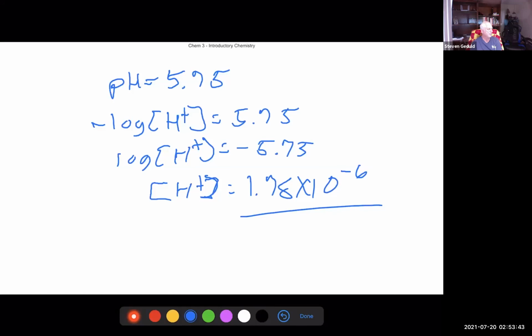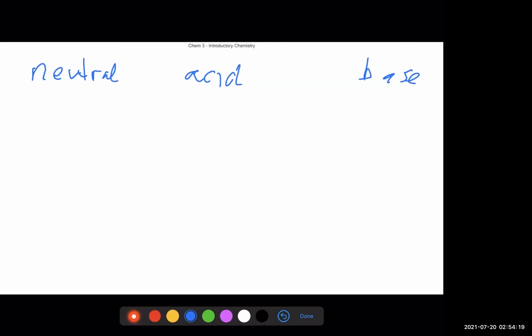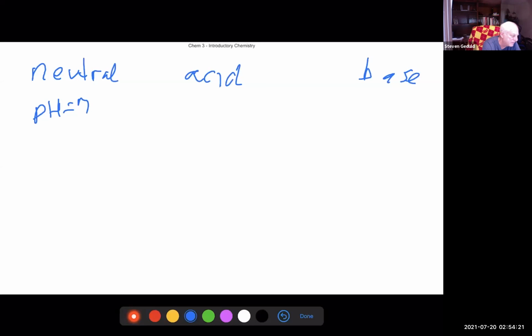And one more. It says classify each aqueous solution as acidic, basic, or neutral. 1, 2, 3, 4, 5, 6, 7, 8. Is there more? There's one more question after this one too. Okay, the conjugate acid bases. All right, so let's look at this. And let's make columns. Let's make a neutral column. Let's make an acid column. And let's make a basic column. And pH equals 7. Neutral, acid, or base? Neutral. pH equals 7.